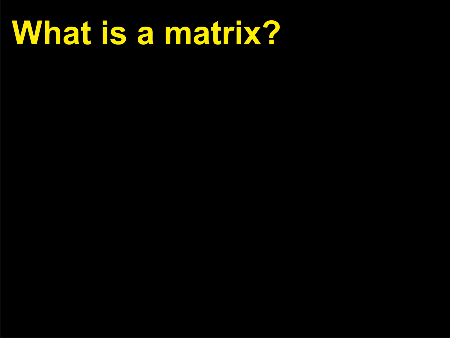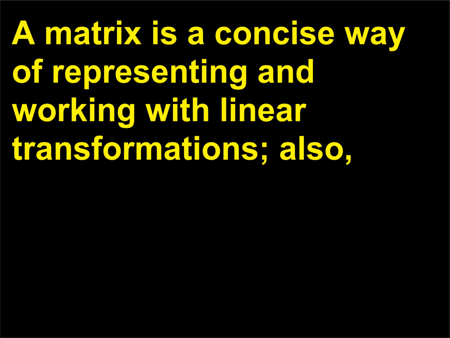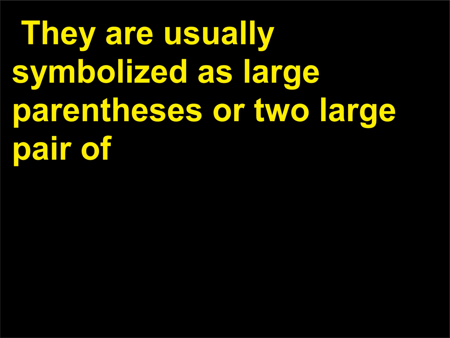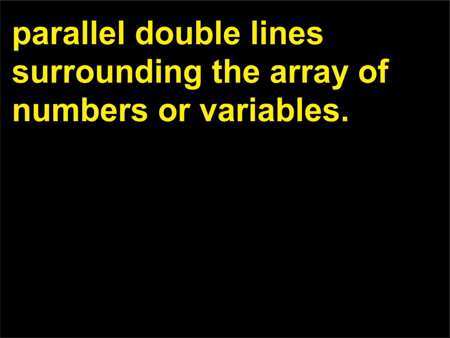What is a matrix? A matrix is a concise way of representing and working with linear transformations. Also, it is a rectangular array or grid of numbers or variables that allows the user to perform certain mathematical operations. They are usually symbolized as large parentheses or two large pairs of parallel double lines surrounding the array of numbers or variables.